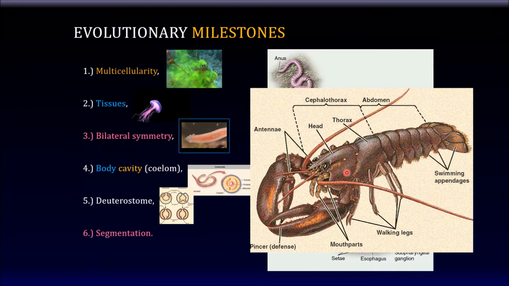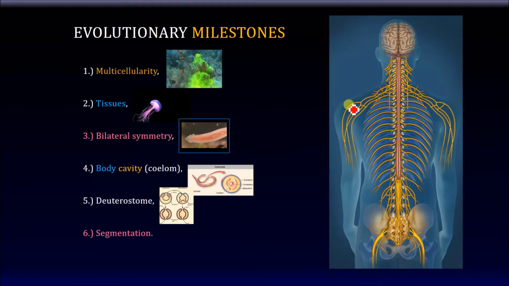Here's an example of another segmented animal. Here, some segments have evolved into mouth parts, and some have developed walking legs, some have evolved into swimming appendages, and some have evolved into antennae. So segmentation is another profound evolutionary milestone. Now, human beings are also segmented, although the segments are more difficult to see. But you can see over here clearly how different segments are supplied by different nerves.